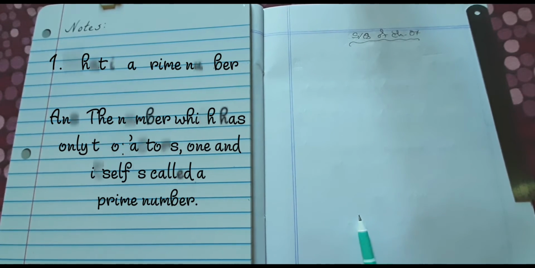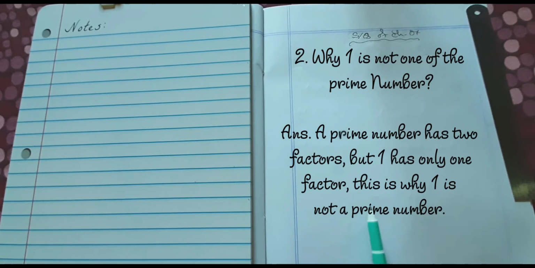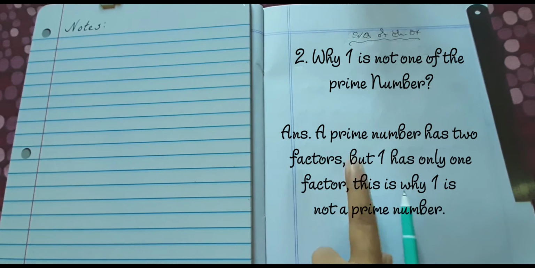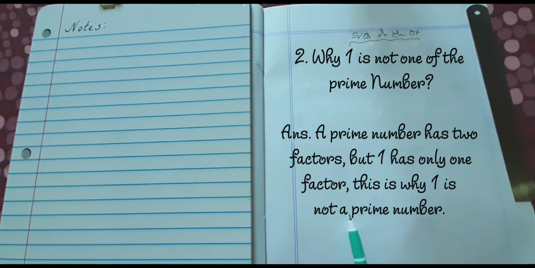Okay, why is one not a prime number? Basically, you can see the answer over here. If you break down one, then it comes like 1 into 1. When there is 1 into 1, that means same number, we only count it one time. So basically 1 is having only one factor. This is why we don't count 1 as a prime number.